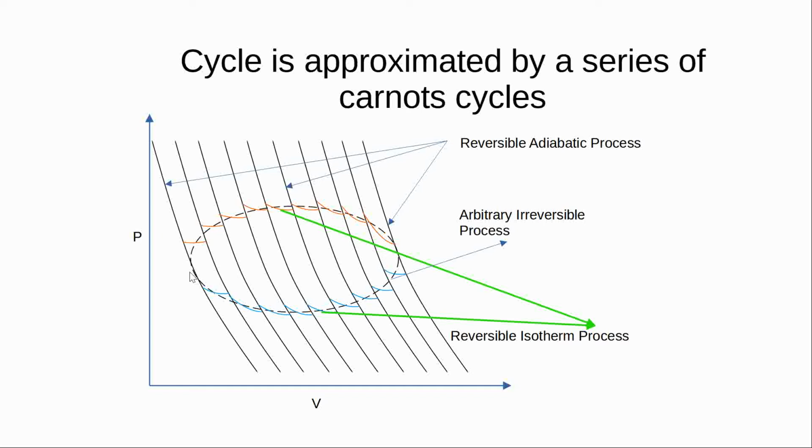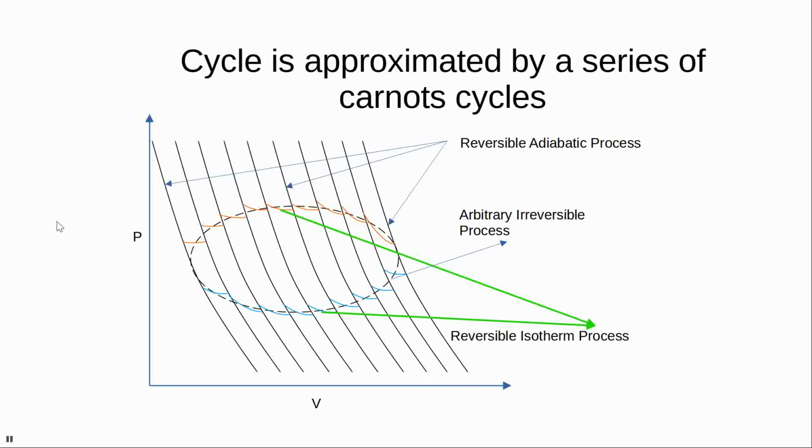Now this entire Carnot cycle approximates this portion of the irreversible cycle. So the entire cycle now is approximated by a series of reversible Carnot cycles. Now each Carnot cycle, whatever work it produces, it gives it to the next Carnot cycle. Now further on, the work is cascaded off to the right.